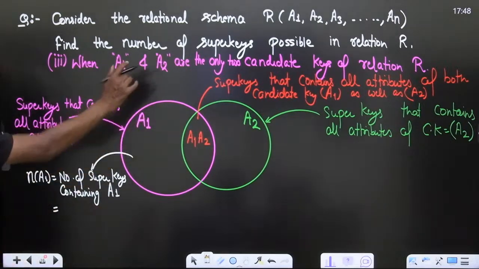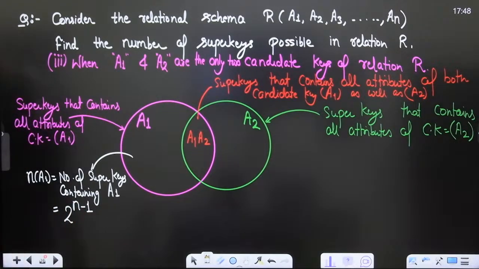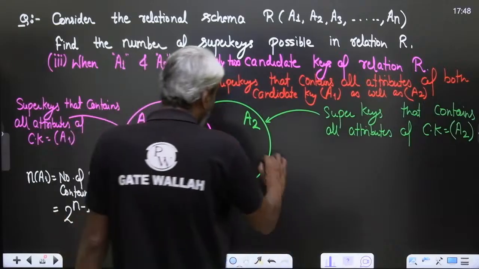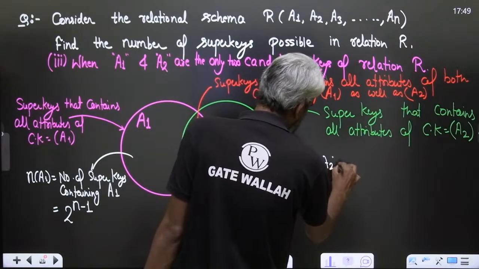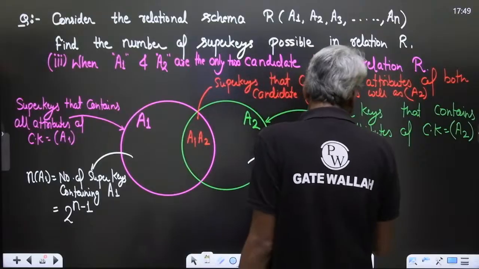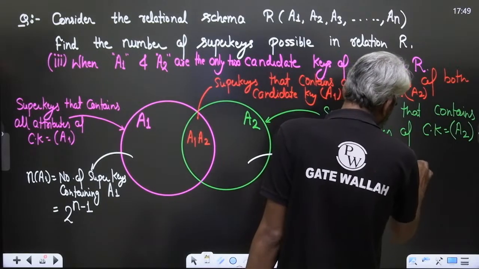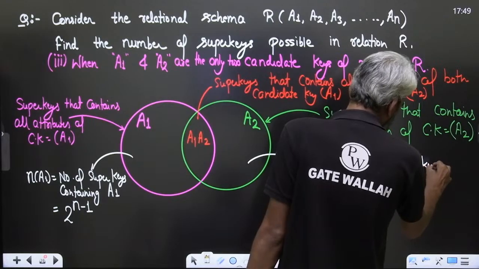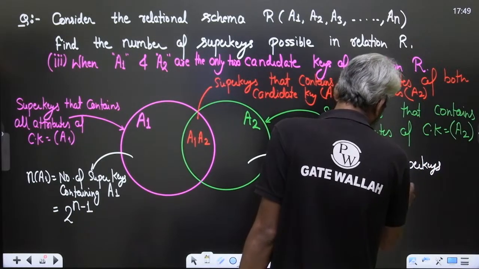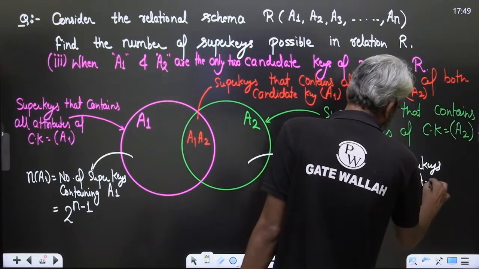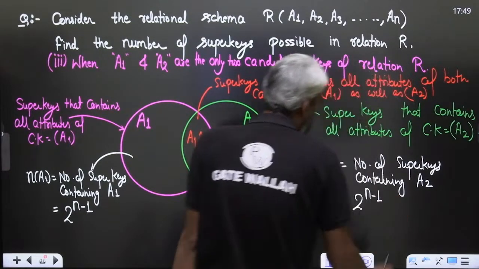Sir, A1 is guaranteed, and for the remaining n minus 1 attributes, you will have 2 raised power n minus 1 choices. Right? Now, if I ask you that NA2 is the number of super keys containing A2, it will be equal to 2 raised power n minus 1 only.